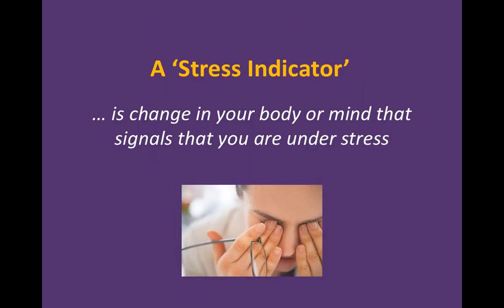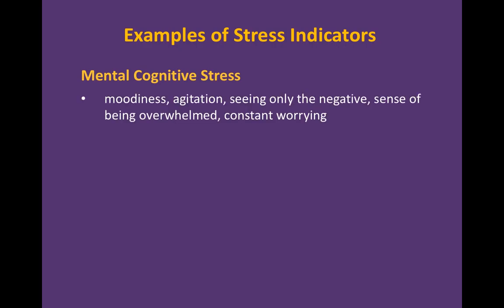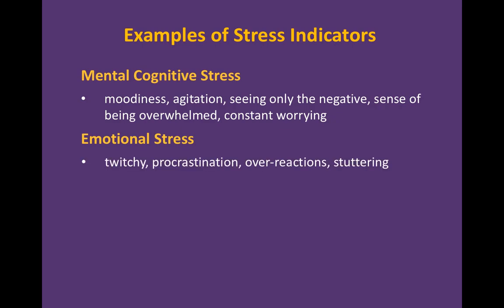So what is a stress indicator? Look, it is simply a change in your body or mind that signals that you're under stress. So that is going to be different for everyone. But here are some examples. Mental cognitive stress. So that could be moodiness. You could be only seeing the negatives in things. You might be constantly worrying and overwhelmed. That's a cognitive stress. Emotional stress could be something more like twitchiness or procrastination or overreactions, even stuttering.